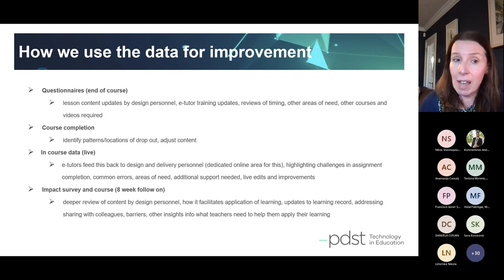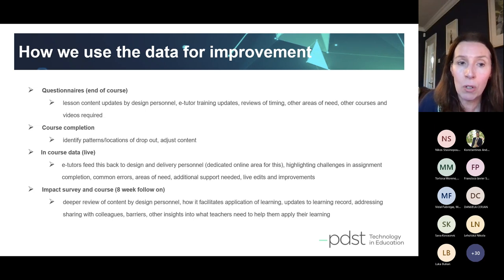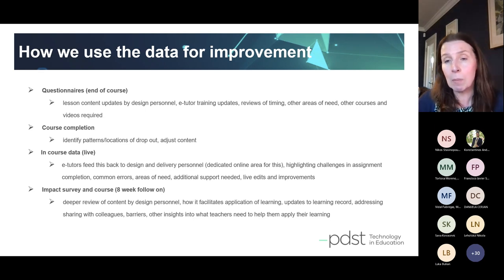It's a very resource heavy way to do things, but we find that the data we get is really invaluable, and it's important to act on it. Then in our impact survey, which is our 8-week follow up after return to classroom, that really results in a deeper review, because one of our main goals in all of these courses is to facilitate the embedding of digital learning in the classroom. And that's why this impact piece is so important for us.